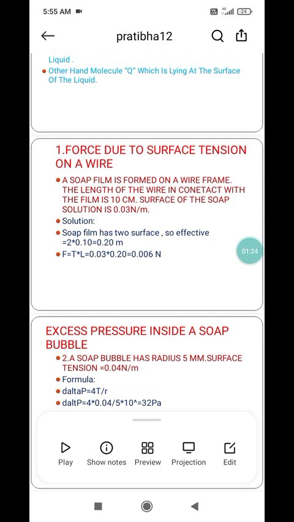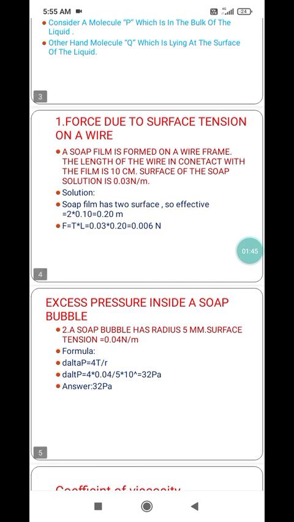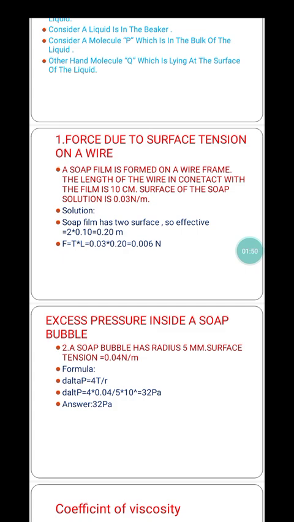Solution. A soap film has two surfaces, so the effective length is 2 into 0.10 equals 0.20 meter. F equals T into L equals 0.03 into 0.20 equals 0.006.